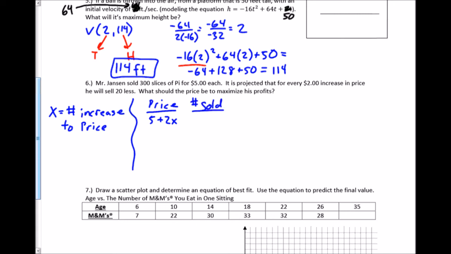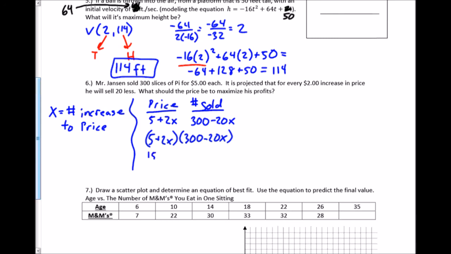So what I do here for the number sold, last year it was 300. And I'm going to subtract from that because I'm losing customers now. And I'm going to lose 20 for every increase in price. So I'm going to subtract 20x. And now to figure out how much money I'm going to make, I'm going to take these two binomials. I'm just going to multiply them. I multiply the price by how many sold, and that'll give me my profit. So essentially I need to FOIL or distribute here.